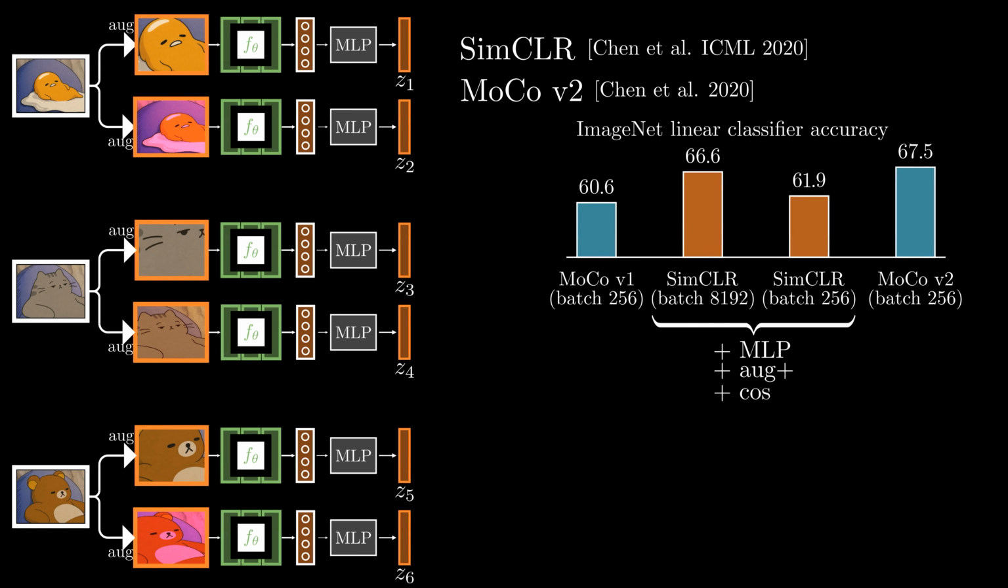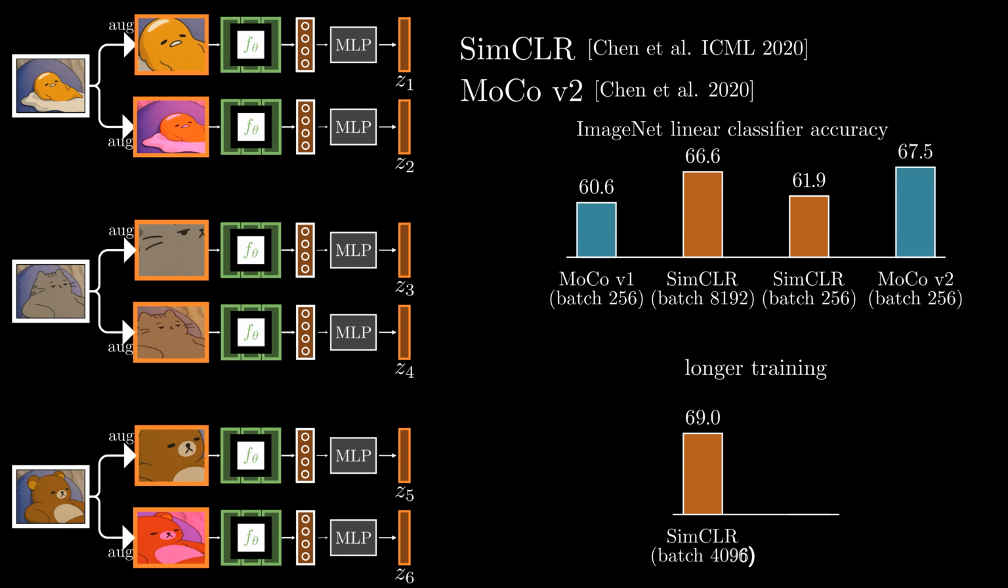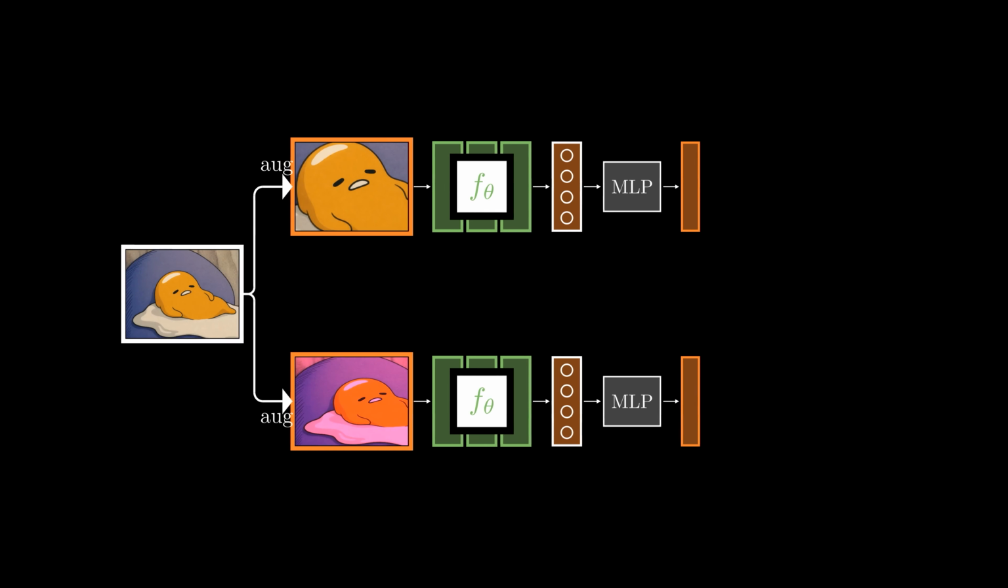MoCo v2 takes SimCLR's best ingredients and plugs them into MoCo's queue. It outperforms SimCLR and does not require large training batches, making self-supervised learning research more accessible. The same trend holds with longer training. At this point, contrastive learning has a powerful recipe. Positives, negatives, augmentations, projection heads, and a queue. Contrastive learning works beautifully, but it pays for that success with negatives. So the next question is, can we learn without negatives at all?